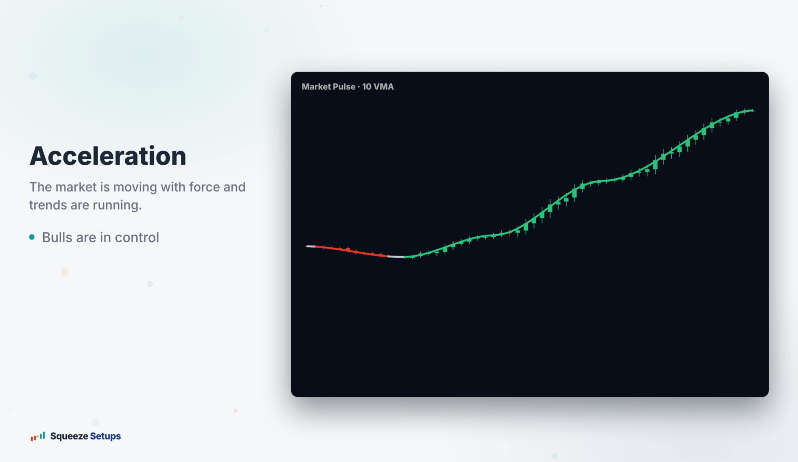The first market stage is acceleration. You'll see this market stage when the market is moving with force and trends are very much running. Bulls are in control, and this is a good time to put on longs. Very good time, because you'll typically see trends have momentum on their side.